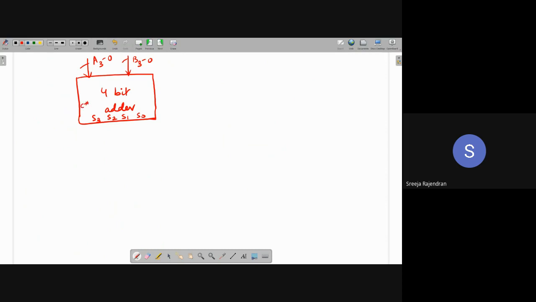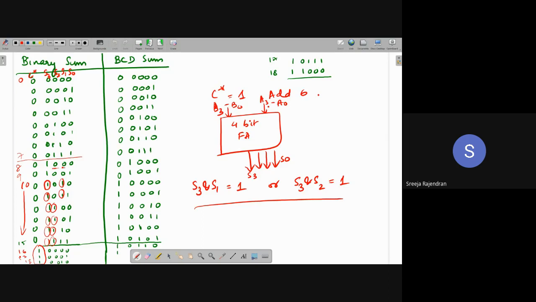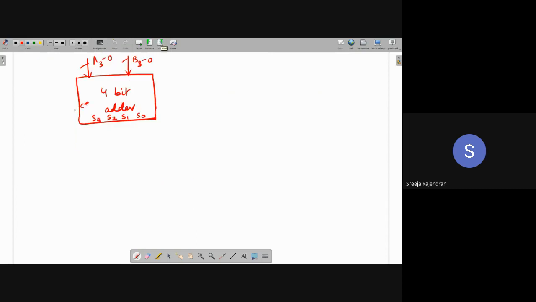Now, what is actually C star? C star is the carry, right? 4 bits are being added. C star is the 5th bit generated, which means it is like the C out. C star is equivalent to C out. So when I add these numbers, I get C out.